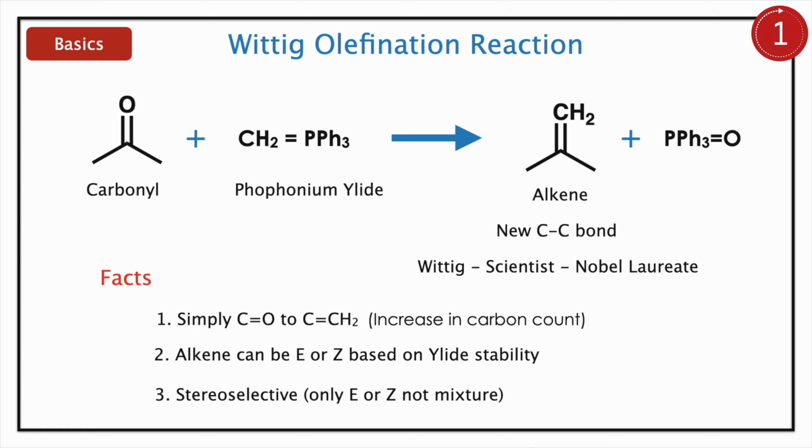The simple fact about the reaction is you are converting C=O into C=CH2. Basically, it's a conversion reaction with one more carbon. It is a step-up reaction. Alkene can be E or Z based on ylide stability. Here stereoselectivity can be E or Z. Definitely not a mixture. We will see why very shortly.